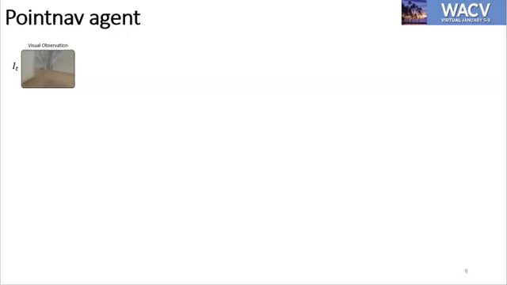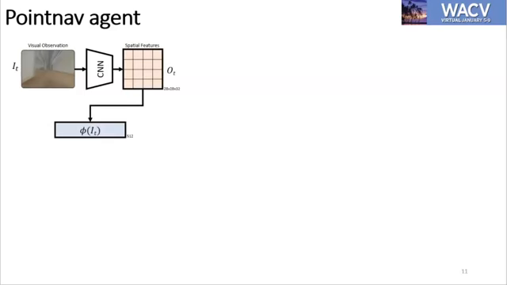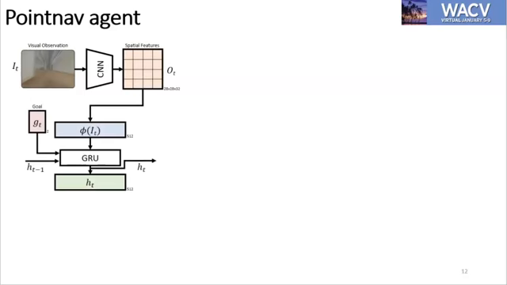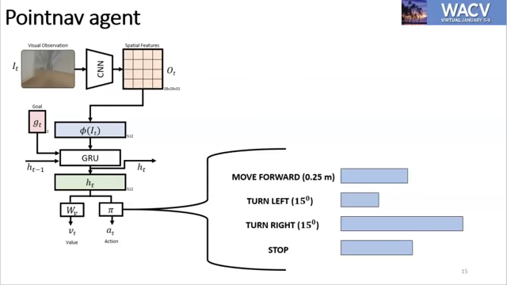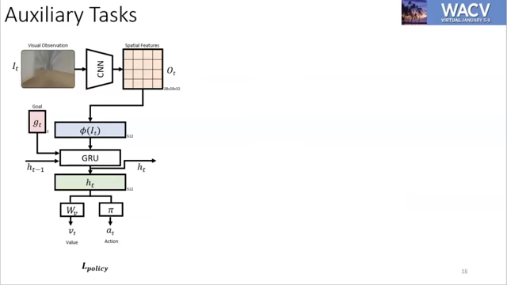The PointNav agent consists of a series of convolutional layers to produce a visual embedding from observed input. This is further consumed by a GRU recurrent network to obtain a state representation, which is used to get an estimate of the value as well as to derive the policy. The agents may go forward, turn left or right, or call stop to end an episode. The agent is trained via the PPO algorithm.